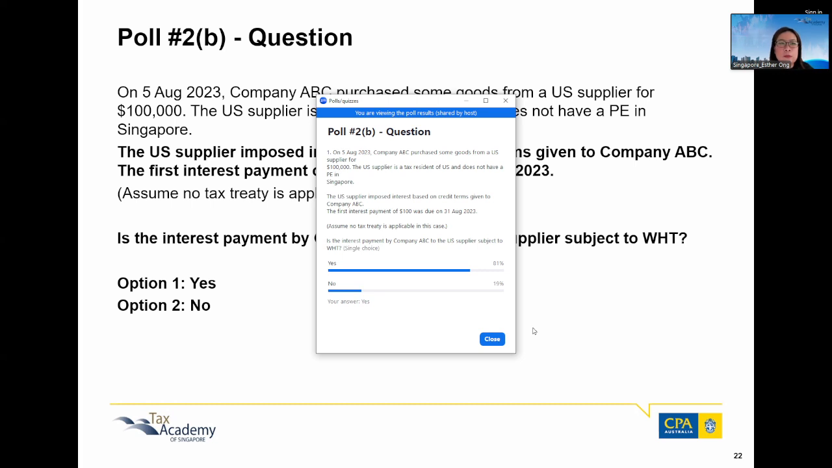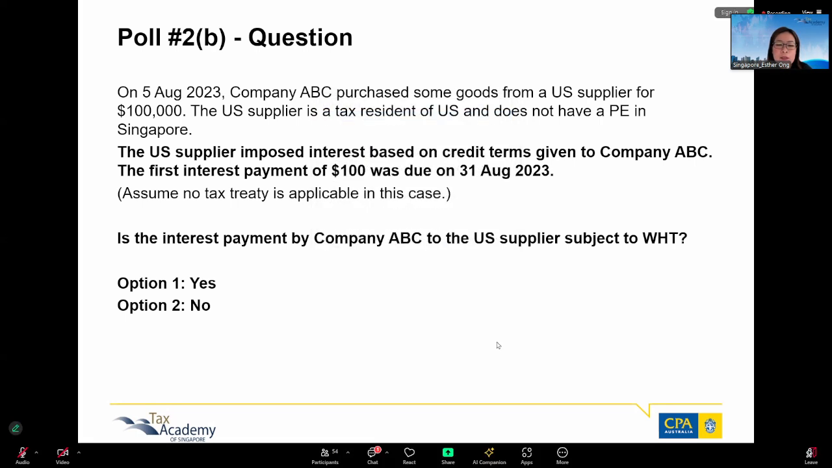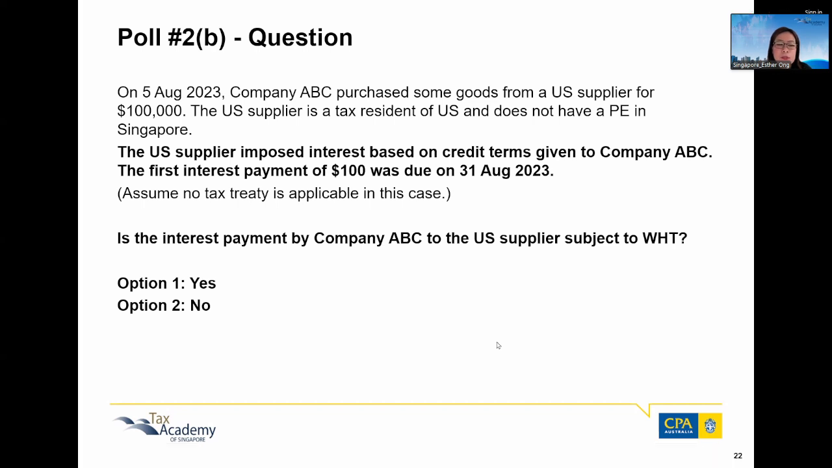The answer should be option 1, yes, and most of you got the question correct. Withholding tax is applicable because it is interest payment and it is in connection with indebtedness. The indebtedness here is the amount owing by company ABC to the US supplier, the $100,000, which is under the first category of payment in section 12.6A.